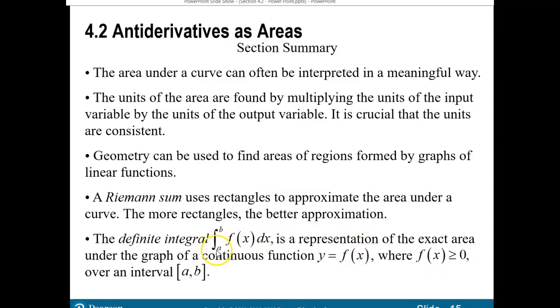And then moving on, we're going to talk about this notation, this indefinite integral or antiderivative symbol that we saw before. If we put values on the bottom and top, from a to b of f of x dx is how we are going to represent the exact area under the graph of a continuous function. So we'll learn that eventually later on in chapter 4. Okay, so that is the end of section 4.2.